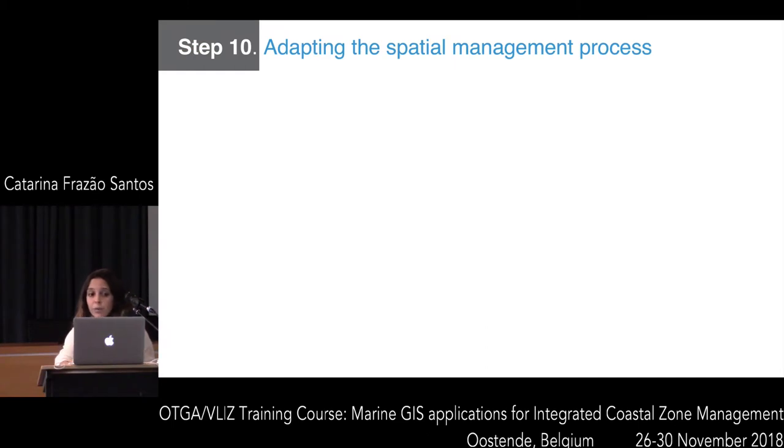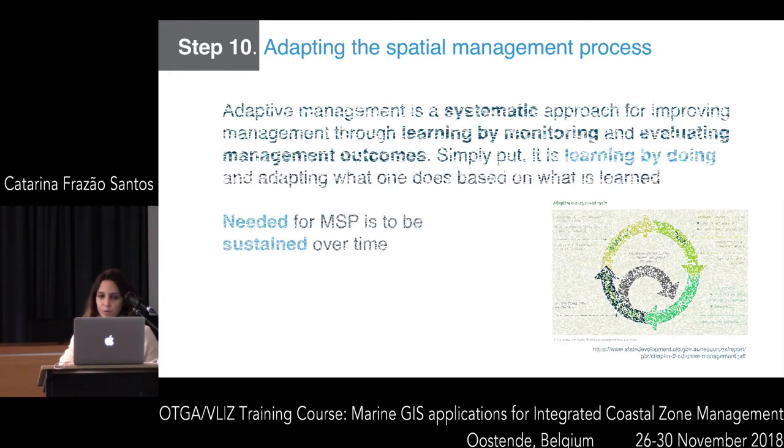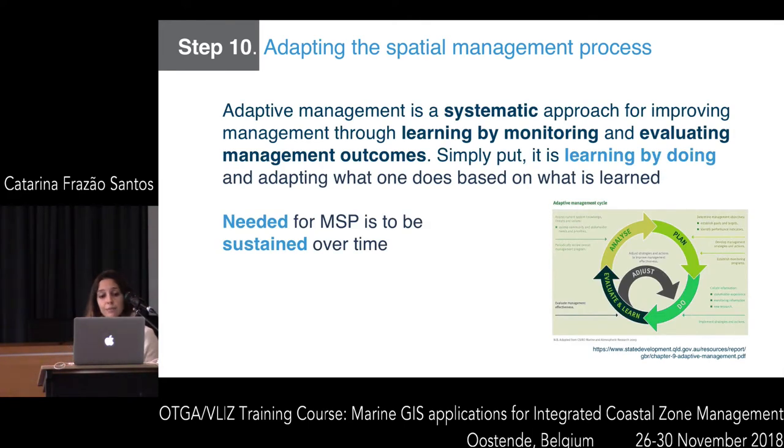So finally, we get to the last step, and that is adapting the process. And adaptive management is a systematic approach for improving management through learning by monitoring, commonly known as learning by doing. And it's needed if MSP wants to be sustained and sustainable over time. So it's about planning, doing, evaluating and learning, and analyzing and revising.